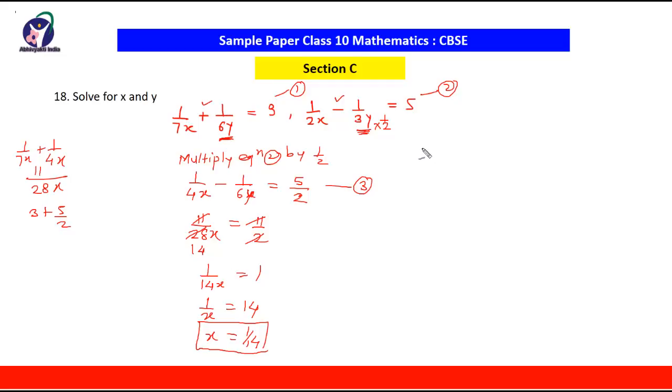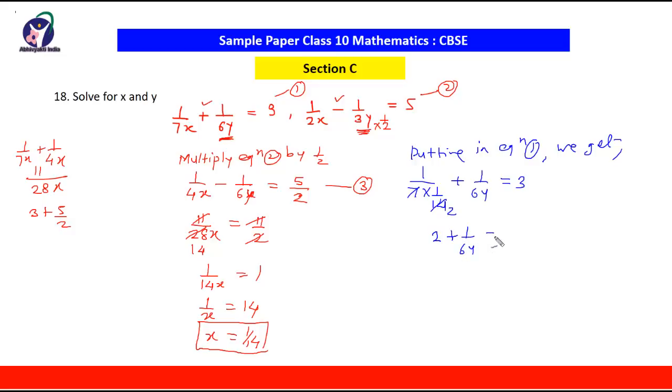So putting in equation 1, then we get, so we will put it in equation number 1. So it will be 1 upon 7 multiplied by x, which is 1 by 14, plus 1 upon 6y, which is equal to 3. Now this will be 7 1s are 7, 7 2s are 14. This 2 will go to the numerator. So it will be 2 plus 1 by 6y, which is equal to 3.